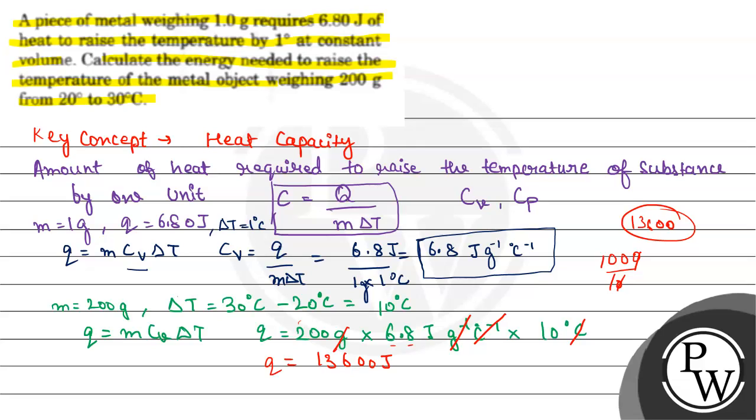So this is the energy needed. You can leave it here, and if the examiner has asked this in kilojoule, we can convert this into kilojoule by multiplying by 10 raised to power minus 3, and it will be 13.6 kilojoule. So this is the final answer of this question. Hope you understood it well. Best of luck.